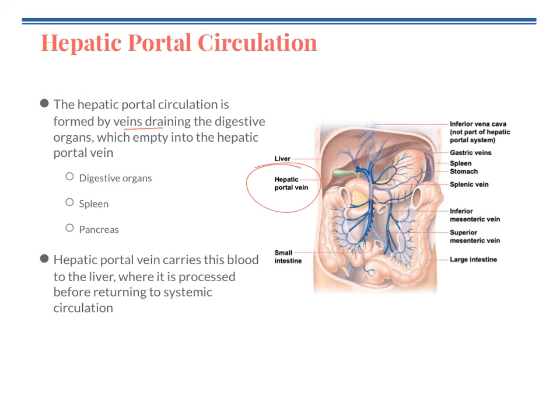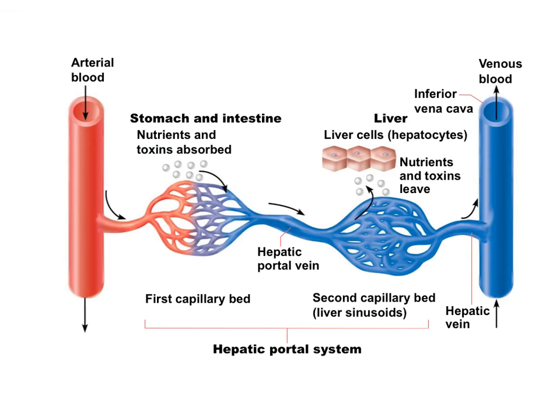So this is how all the blood from our digestive organs, our spleen or pancreas, are getting to that liver where the blood can be processed and toxins removed. And this is just showing you how that hepatic portal system works. It shows the arterial blood coming in, the hepatic portal vein taking it to that liver where it's filtered, and then back into the regular blood supply.